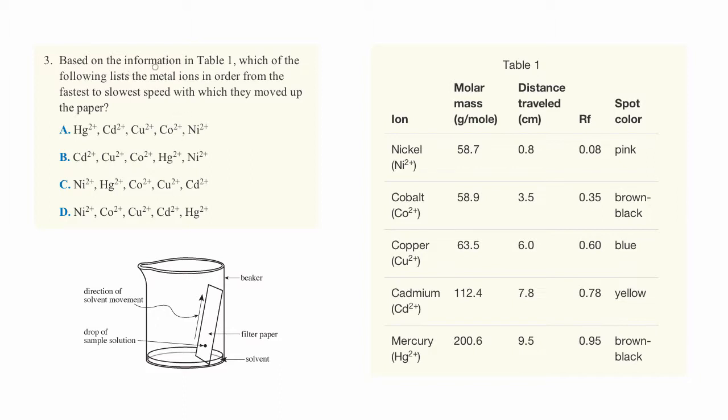Based on the information in Table 1, which of the following lists the metal ions in order from fastest to slowest speed with which they moved up the paper? And so to understand this, it helps to review this experiment.